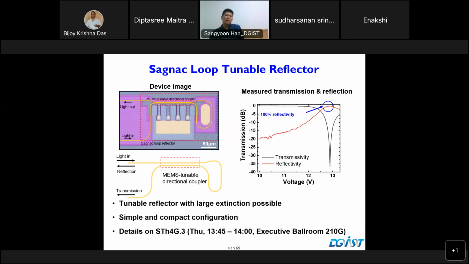And the last one: here we put a tunable coupler and one circular loop, and then we can make a Sagnac loop tunable reflector. This was published in CLEO 2021. By just applying voltage to the tunable coupler with femtowatt static power, you can have 0 to 100% reflectivity.